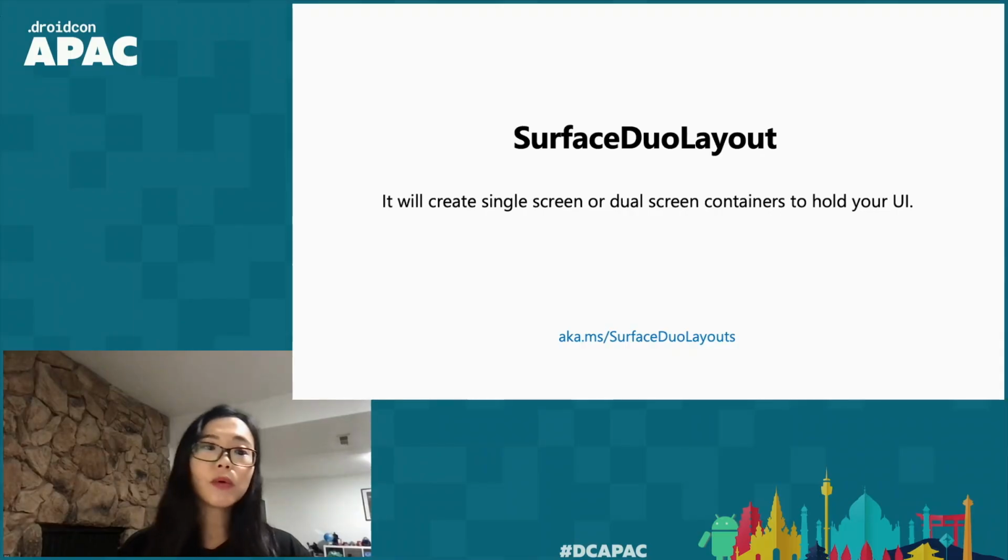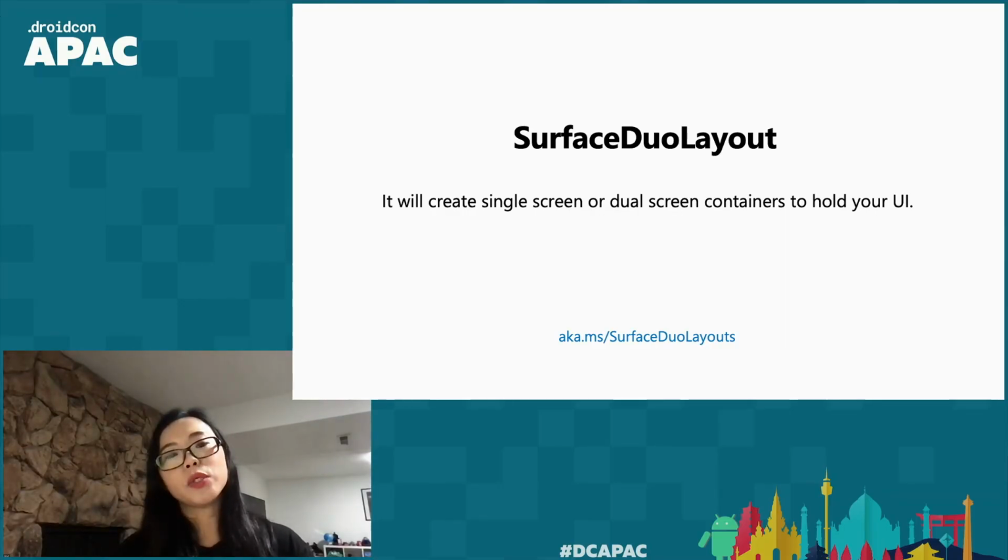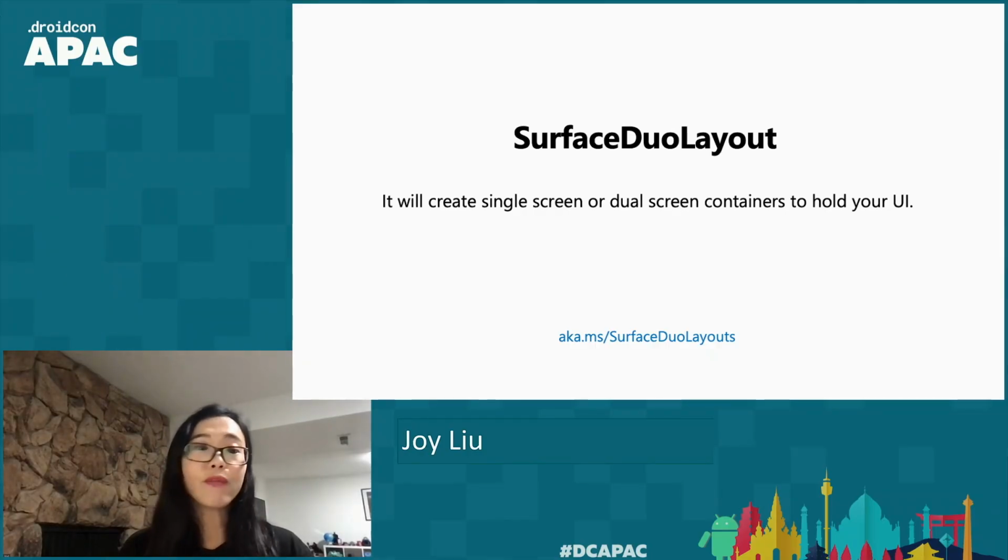So, Surface Duo layout, as I said, will help you handle the layout from the single screen to the dual screen very easily with just a few steps to integrate. It will create a single screen or dual screen container to hold your UI, which means you can have one layout for a single screen and two different layouts, one for each screen, when the app spans into the dual screen.